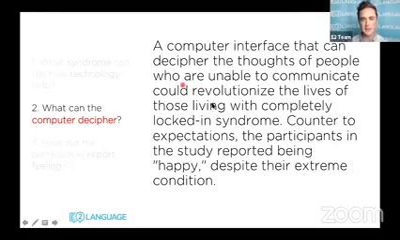Cool. Let's have a look at this one. So what can the computer decipher? It can decipher thoughts, or thoughts of people. Thoughts. That's what it can decipher or understand. Cool. The key word there was decipher, and here's the same keyword here. So this is an easy one.